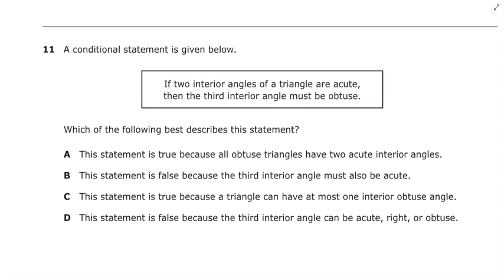All right, here is part 2 of the STAAR Geometry Practice Test answers. Let's start with, we're going to be going 11 through 20 on this one. So number 11 says a conditional statement is given below.